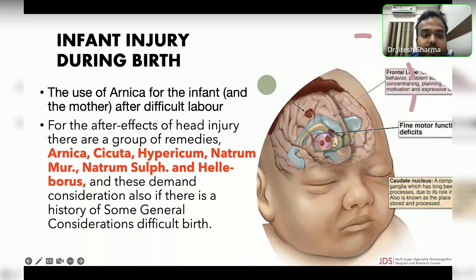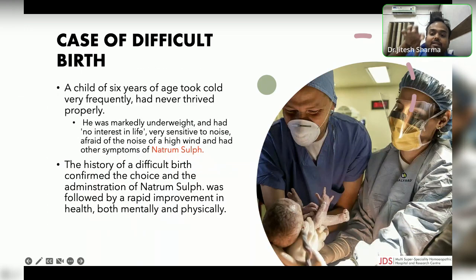So, let me give you an example. This is a case of difficult birth. A child of 6 years of age took cold very frequently, and he was markedly underweight and had no interest in life, very sensitive to noise, afraid of noise and high wind, and had other symptoms of natrum sulph. The history of difficult birth confirmed the choice of natrum sulph, and after natrum sulph he rapidly improved, mentally and physically both. So our remedy helps a lot on the basis of history. That's why I always ask you to take good history.